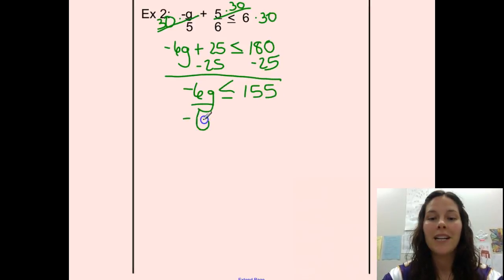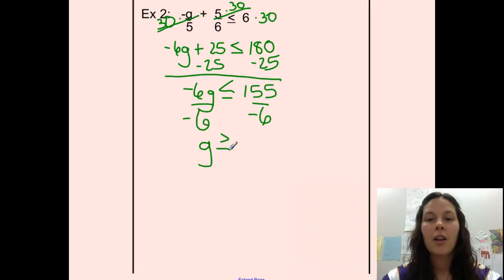Dividing both sides by negative 6. Remember, when you multiply or divide an inequality by a negative, the inequality symbol flips. 155 over 6 does not simplify, so we simply get negative 155 over 6.